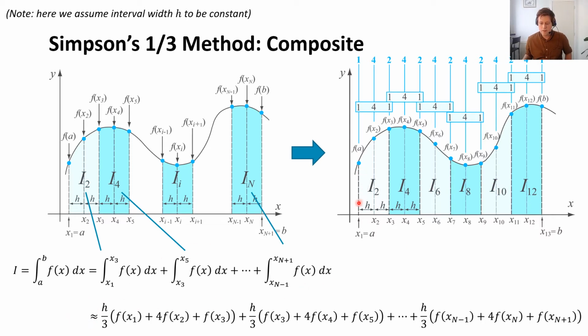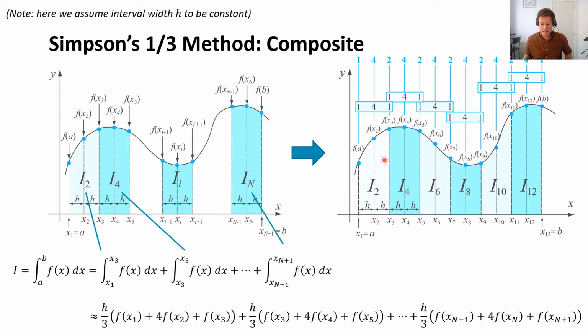We can do this by investigating each of these subintervals and then writing down here the coefficient that it is multiplied with in order to compute the area of that subinterval. And so we see here for this first part, so for I2, well, FA will be added to this total sum once. We have 4 times F at x2, and we have once F at x3.